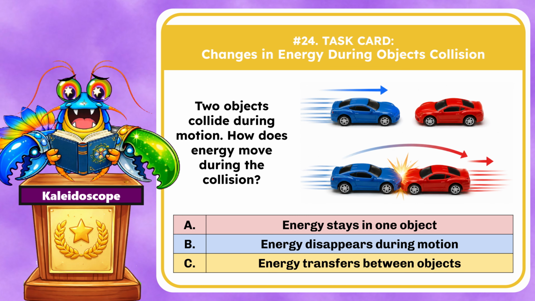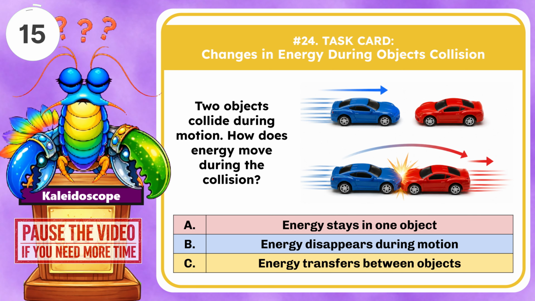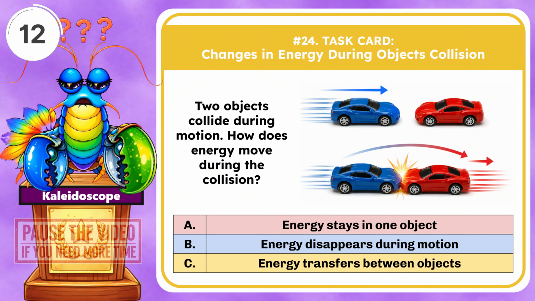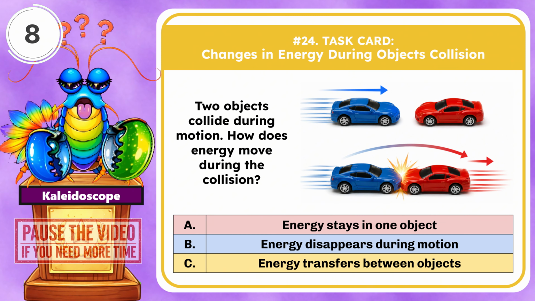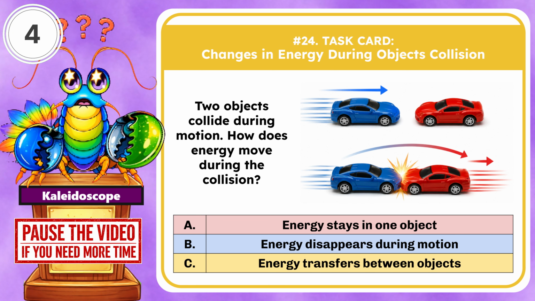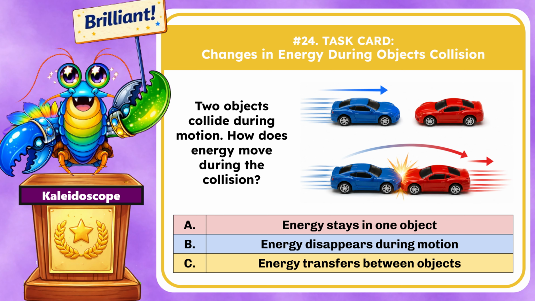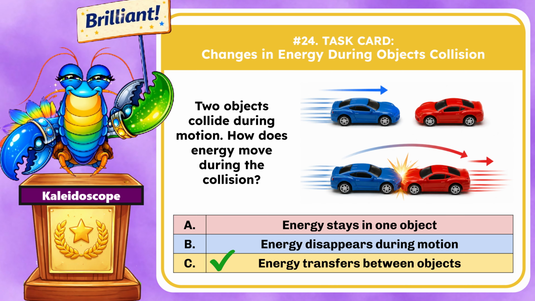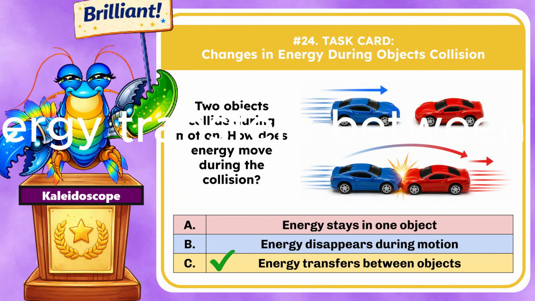2 objects collide during motion. How does energy move during the collision? And the correct answer is letter C. Energy transfers between objects.